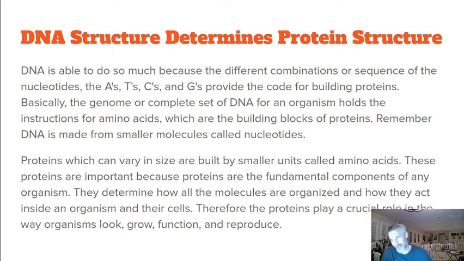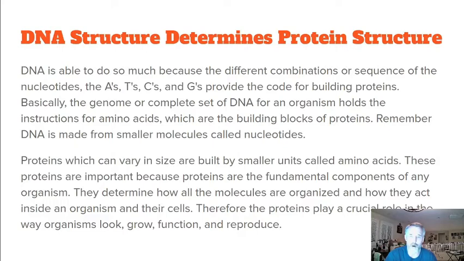So basically, the DNA structure, the sequence of these bases, determines the protein structure. DNA is able to do so much because the different combinations or sequences of the nucleotides, the A's, the T's, the C's, and the G's, provide the code for building proteins. Basically, the genome, or the complete set of DNA for an organism, holds the instructions for amino acids, which are the building blocks of proteins. Remember, DNA is made from smaller molecules called nucleotides. Proteins can vary in size, but are basically built by smaller units called amino acids.